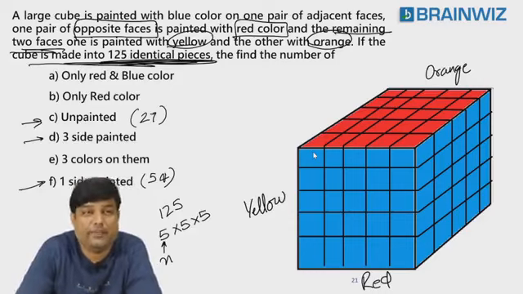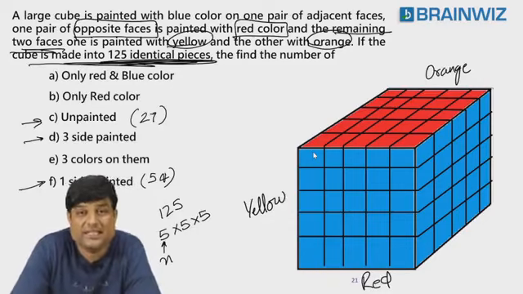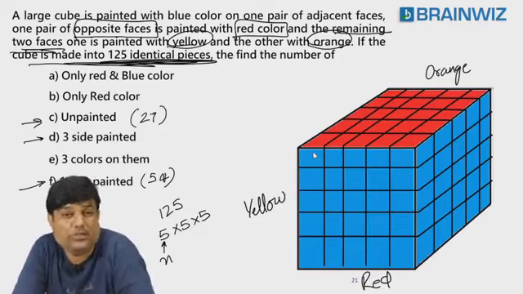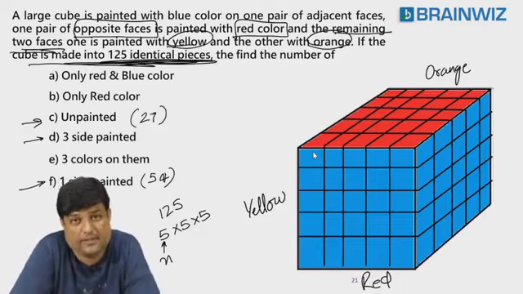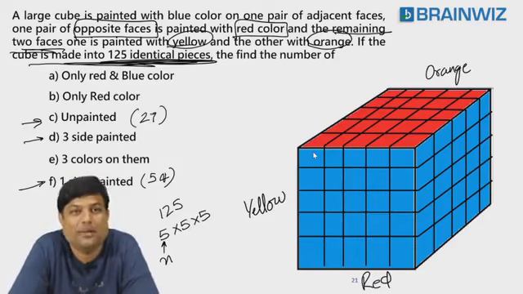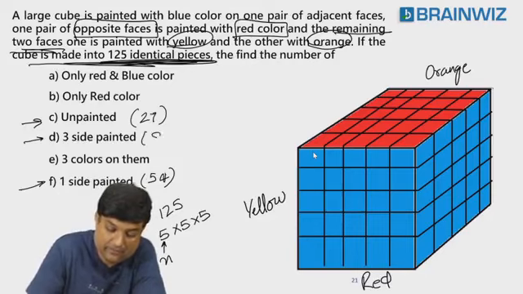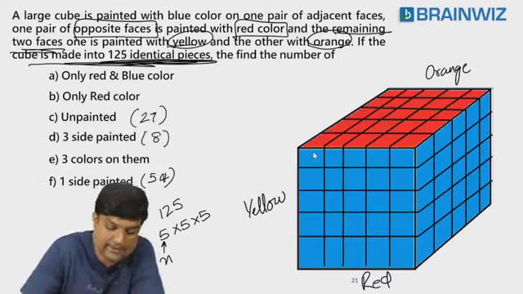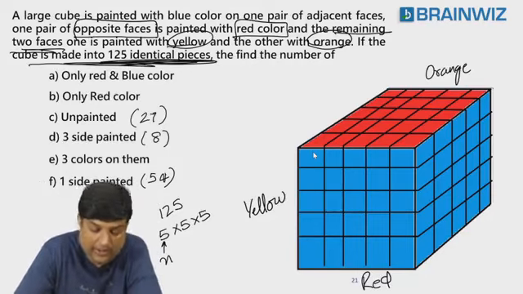3 side painted. What did it say here? 3 side painted. You all tell me 3 side painted. So 3 side painted are on the faces or corners or edges? Edges. No. Faces. No. Yesterday we learned corners. Many people are answering 8. That's good. Students, let me tell you that.